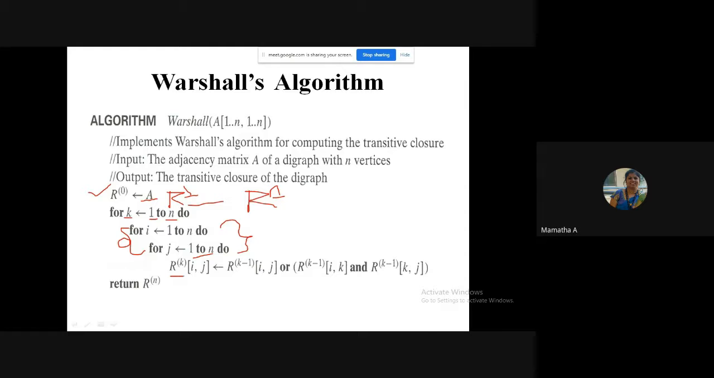So what is that relation that I use? Rk I comma j will be equal to Rk minus 1 I comma j. Means in Rk minus 1 I comma j, if it is already 1, my answer will be 1. Same it is because I have used the logical operator OR there.